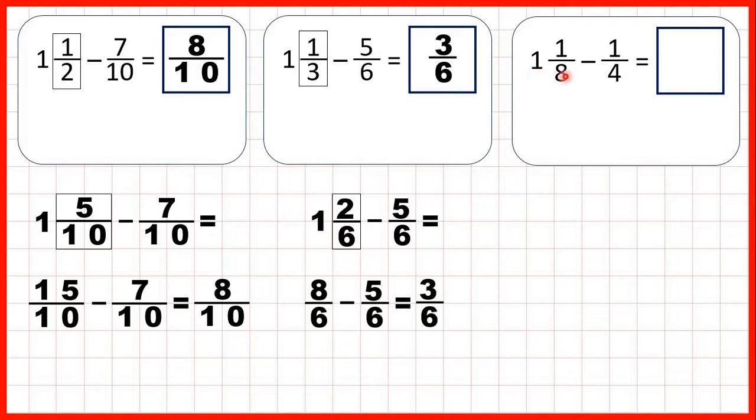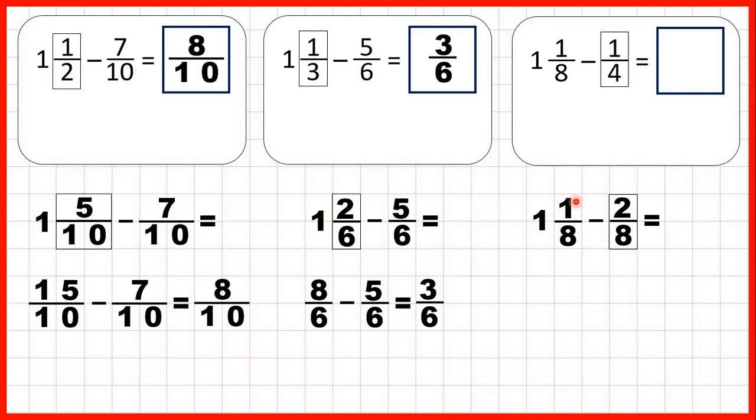Now we have 1 and 1/8, but we need to subtract 1/4. Again, we need the denominators to be the same, but this time we need to find a fraction equivalent to 1/4, which has a denominator of 8. Remember, when we find equivalent fractions, we're looking to make the smaller denominators larger. So here, the 1 and 1/8 stays the same, but instead of subtracting 1/4, we can subtract 2/8, because 4 times 2 is 8, 1 times 2 is 2, so these fractions are equivalent.